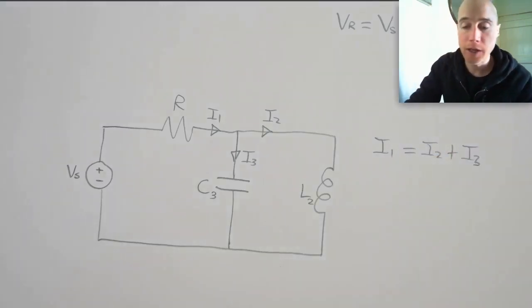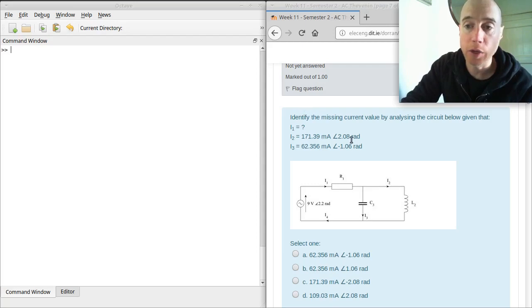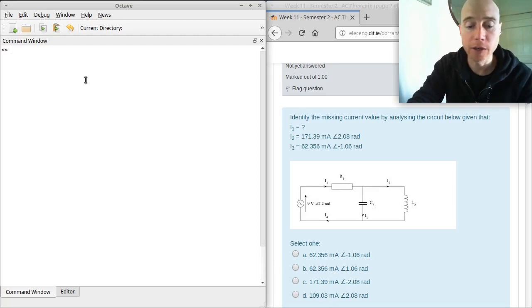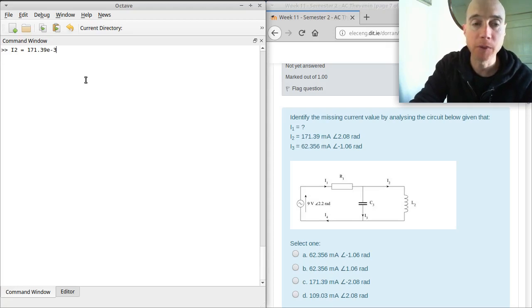Now in the question, what we're asked to calculate is I1. So that formula is going to be enough for us to get the correct answer here, once we can add up these 2 phasors. So that's what I'm going to do in Octave. Say I2 is equal to 171.39, and this is milliamps, so I'm going to multiply that by 10 to the power of minus 3. And then I also need to apply a phase angle there of 2.08 radians.